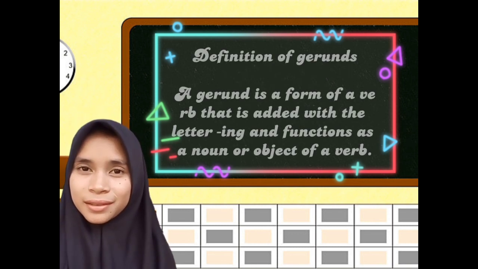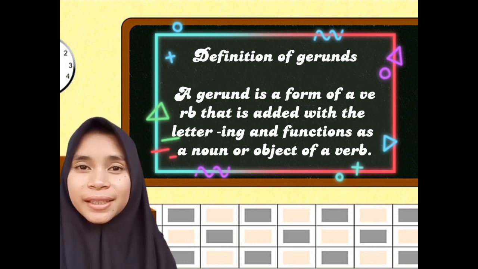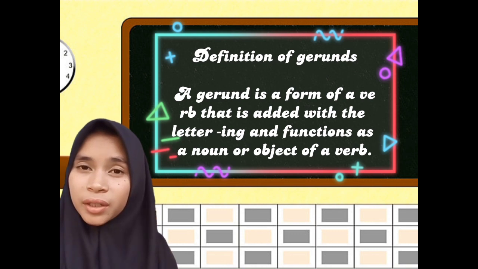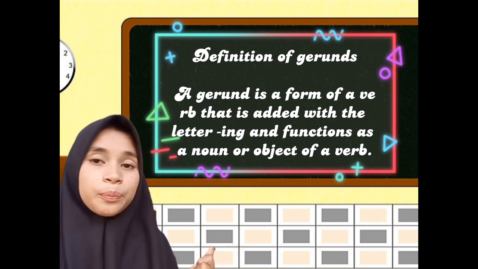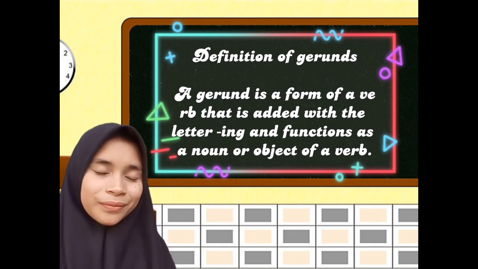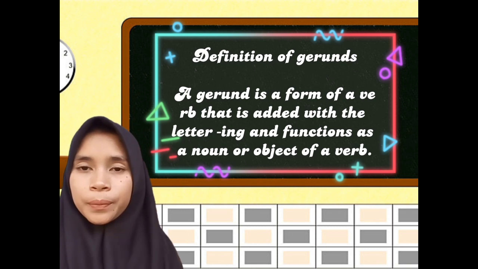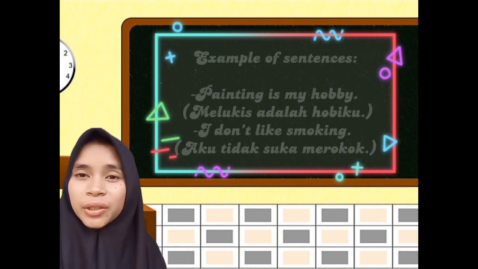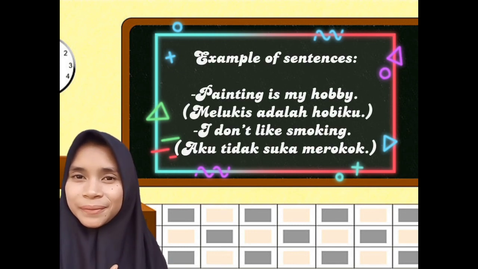Definition of gerunds. A gerund is a form of a verb that ends with the letter ing and functions as a noun or object of a verb. There is a difference between the gerund and the present participle. Although they are similar or the same in form, they are very different in nature. To make you understand better, let's look at an example of sentences.